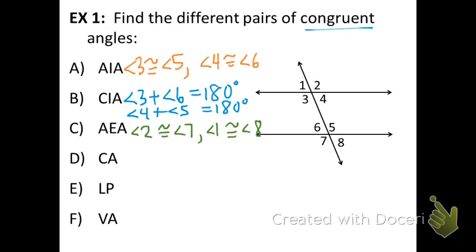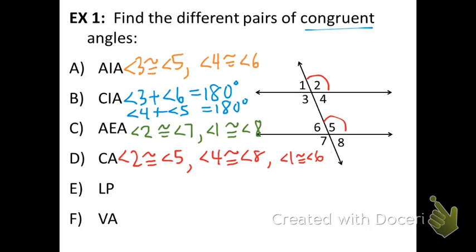Okay, CA are corresponding angles, so they are on the same side of the transversal, and these are the ones that make the F. So 2 here would be congruent to 5. We also have 4 and 8. We have 1 and 6. And then one more, angles 3 and angle 7.